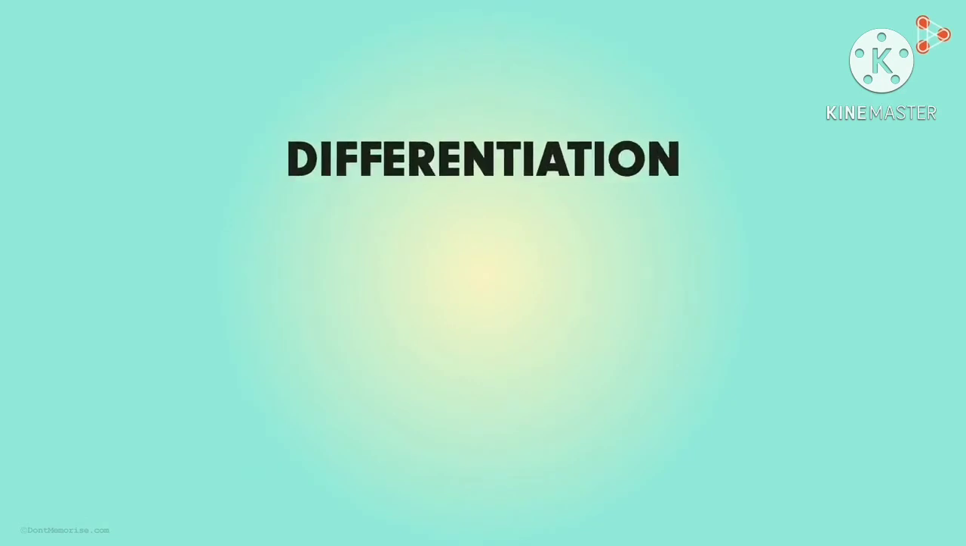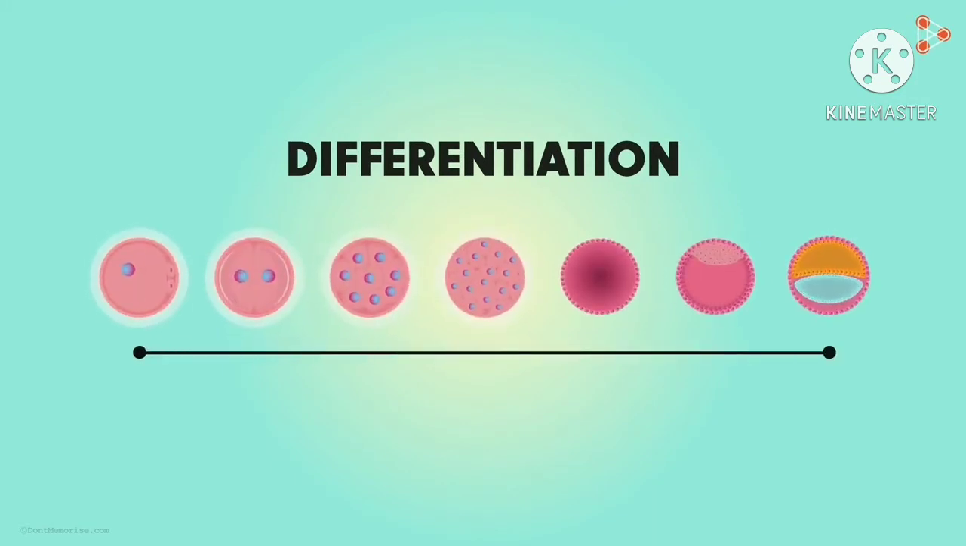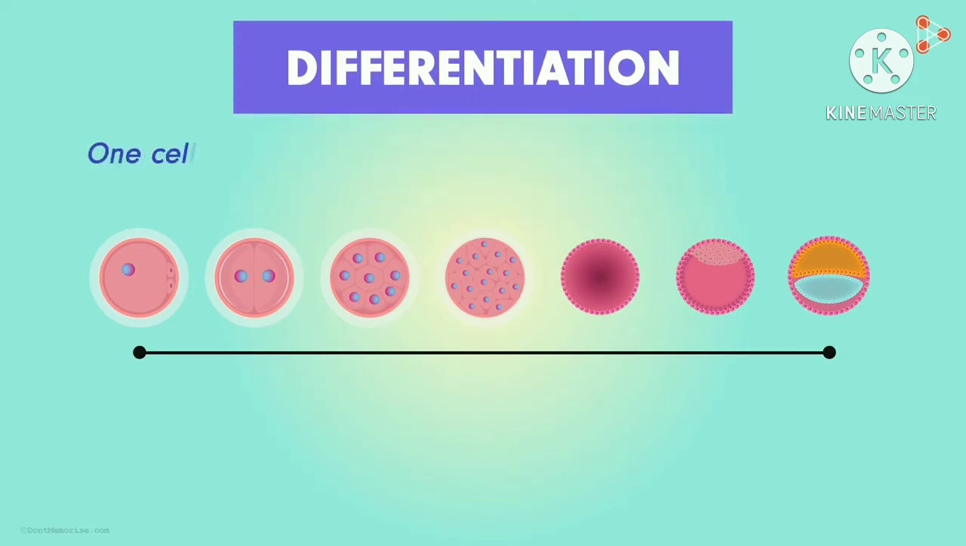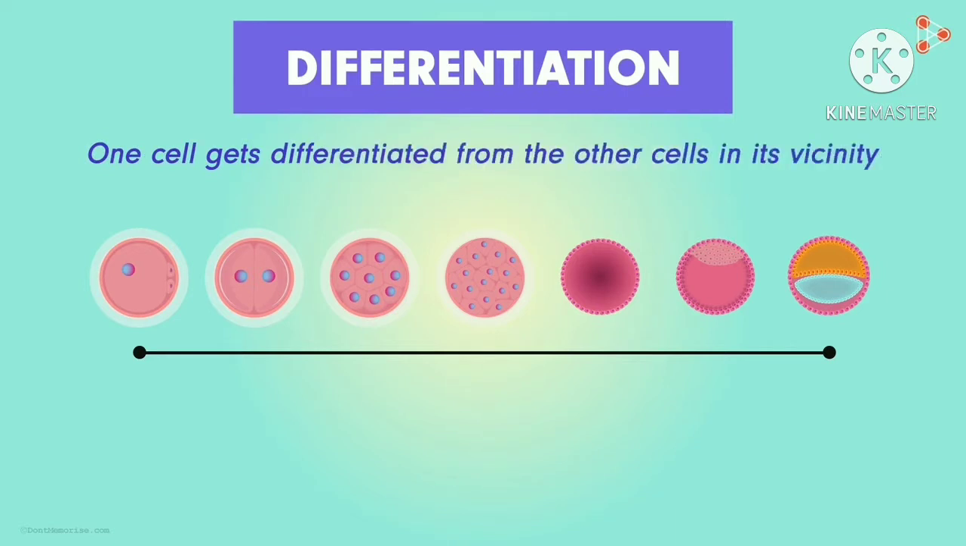Now what exactly is this process of differentiation? Let me explain. Have you ever thought that if we all started our lives with a single cell, then where do all these different types of cells in our body come from? Yes, I know it's from the single cell that was present at the beginning. But how is this possible? The answer to this is the differentiation process. As the name suggests, it is the process in which one cell gets differentiated from the other cells in its vicinity. As a result, we get a whole new variety of cells from these differentiated ones after successive divisions.